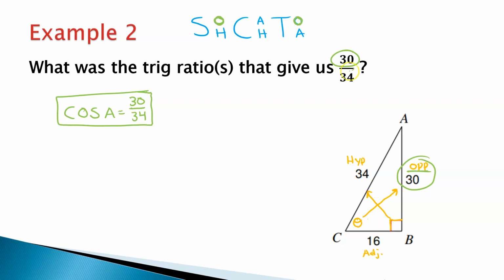Now take a look at the next number, 34. If I find 34 in my picture, there it is. That one says hypotenuse. Which one says hypotenuse? The A in tangent, that's adjacent. The H in sine is my hypotenuse. I'm not going to be using tangent. I'm not going to be using cosine. So which other trig ratio gives me 30 over 34? It's going to be sine.